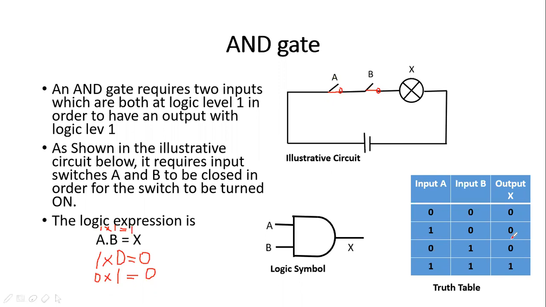The logic symbol for an AND gate is this. This thing looks like letter D if I was to cross it up here. This is making like your letter D. That's an AND gate. But what I'm using here is the American standard.